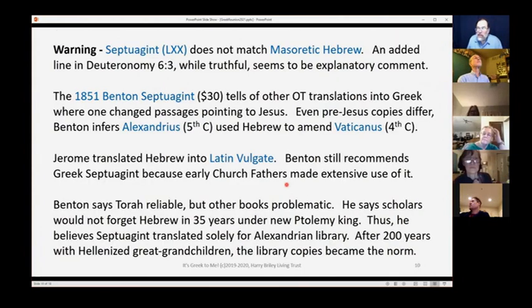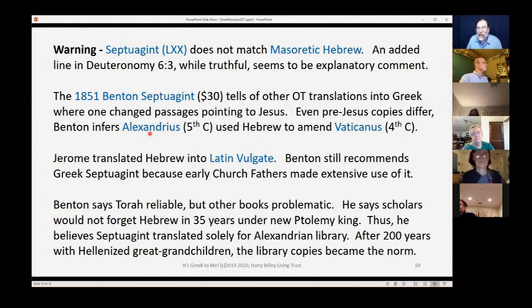Yeah. The Septuagint is a Greek translation of the Hebrew. It does not match the Hebrew exactly. For tonight, we will find that in Deuteronomy chapter 6, there is an added line. It's a truthful line, but it's still an added line that you won't find in your Hebrew text. There are two versions of the Septuagint that predate Jesus, and we have copies of those books, and they're titled by where they were found.